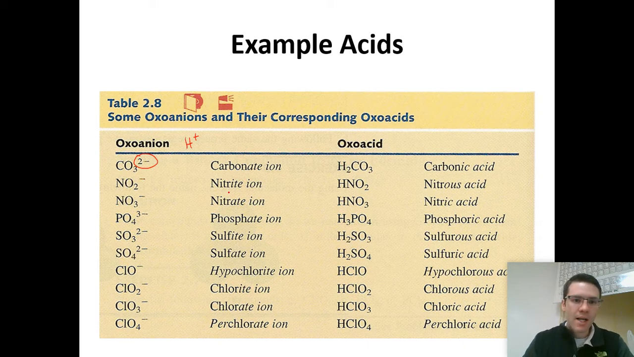We'll do one other example. Nitrite has a -1 charge, so we only need 1 proton attached to it to make it neutral. But the ite ending changes to ous, and this acid would be nitrous acid. You can see the whole list of examples here. You can always Google it, but it's just a quick refresher for naming acids because we're going to run into them frequently.